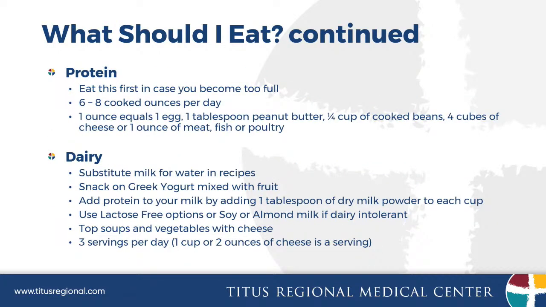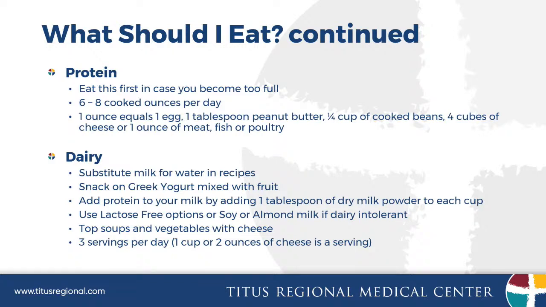A very vital nutrient to wound healing is protein. We want to start our meal by eating our protein first, just in case we become too full. We want to make sure we get the protein above all else. We should have between 6 and 8 cooked ounces of protein a day when we're trying to heal a wound.